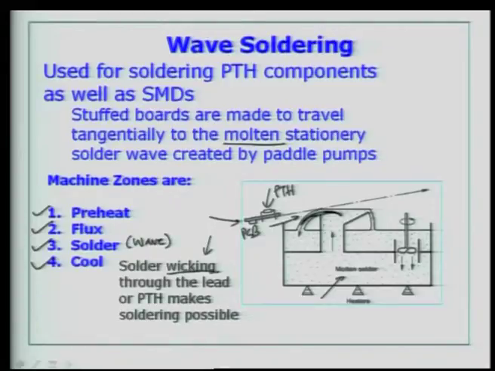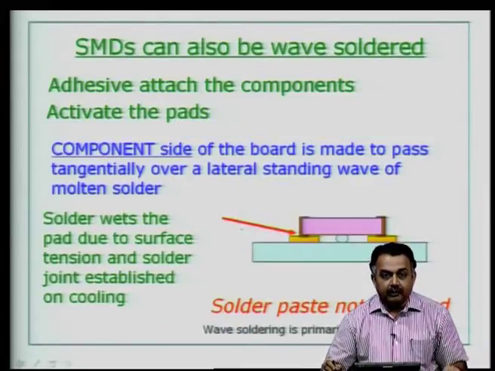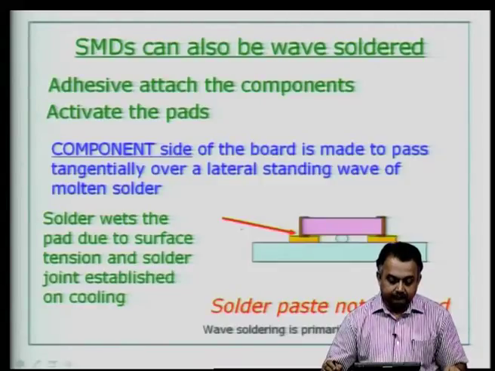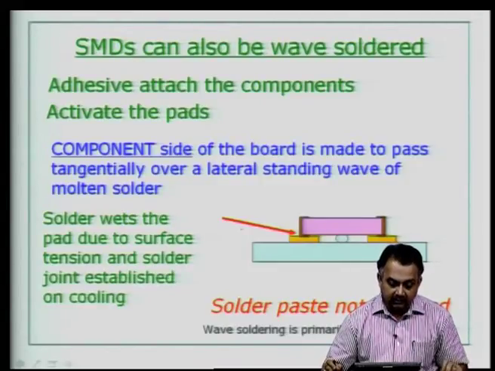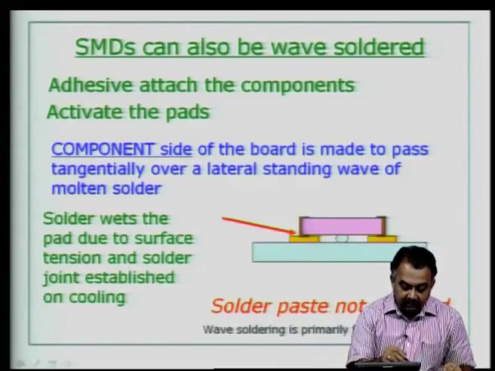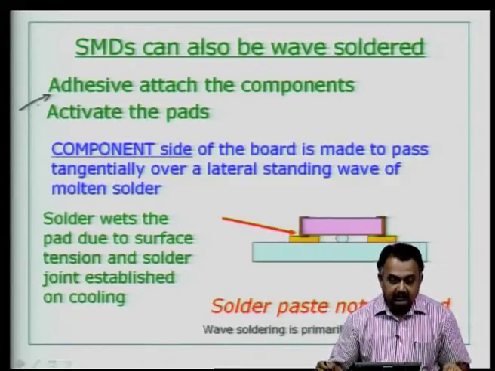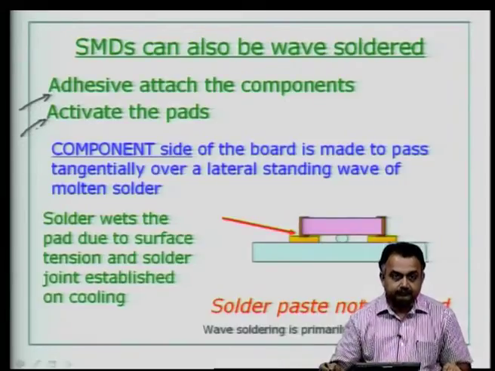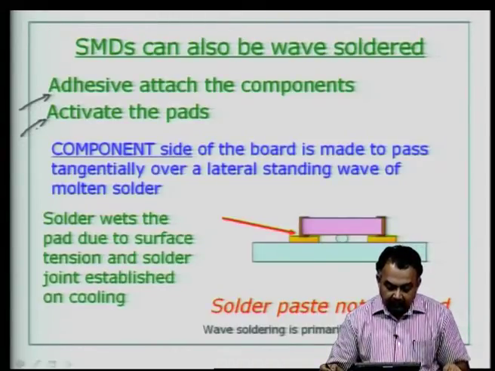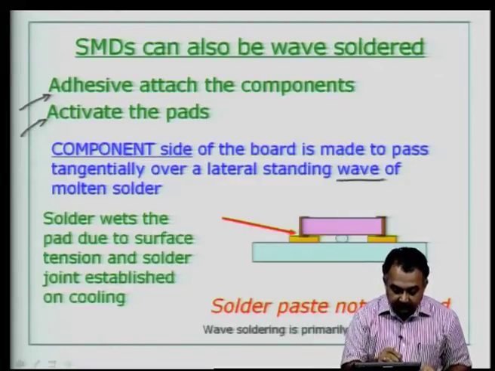So, you have to use your judgment in terms of the thermal shock on the substrate as well as the components. But typically, and in making a general statement, surface mount devices can also be wave soldered, but the requirement is that you have to use adhesive. So, first you adhesive attach the components, then you activate the pads, and then the component side of the board is made to pass tangentially over a standing wave of molten solder.